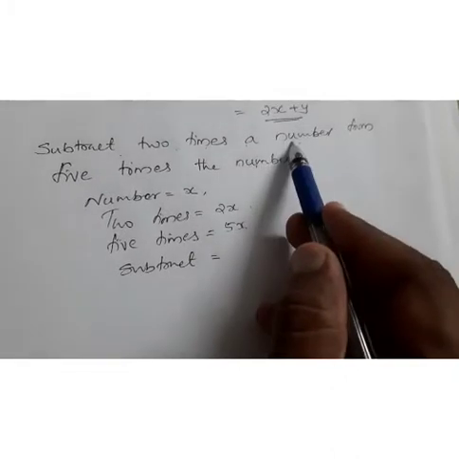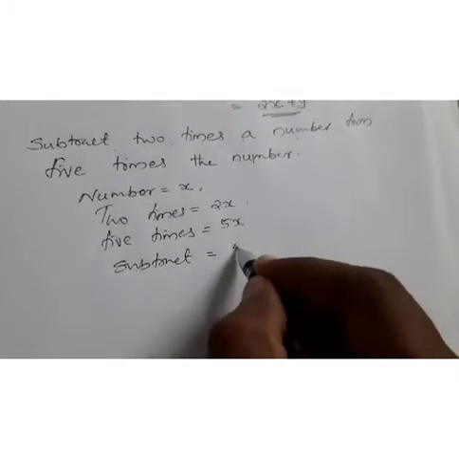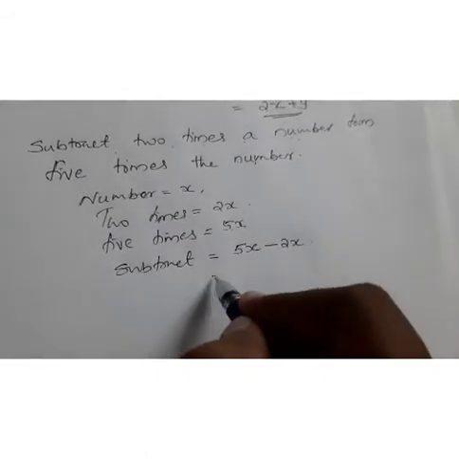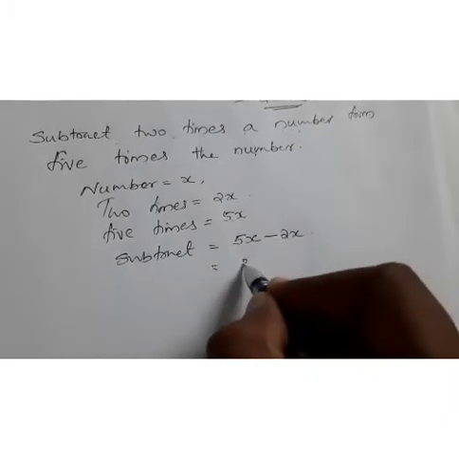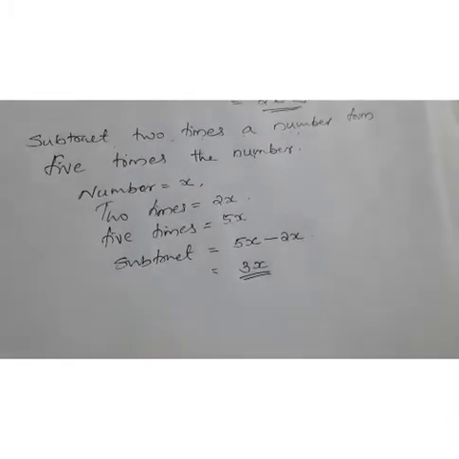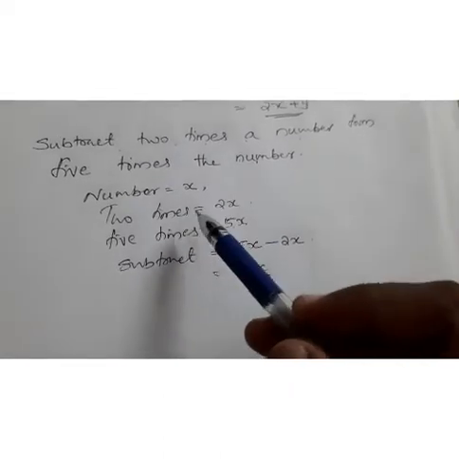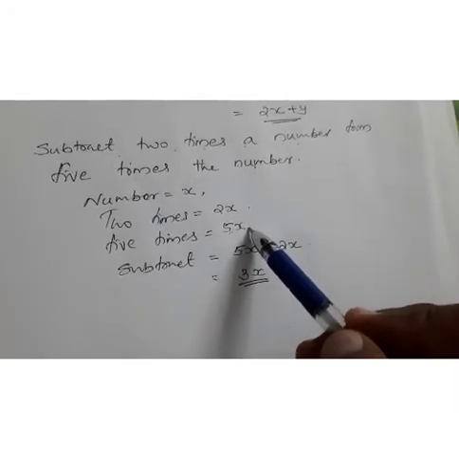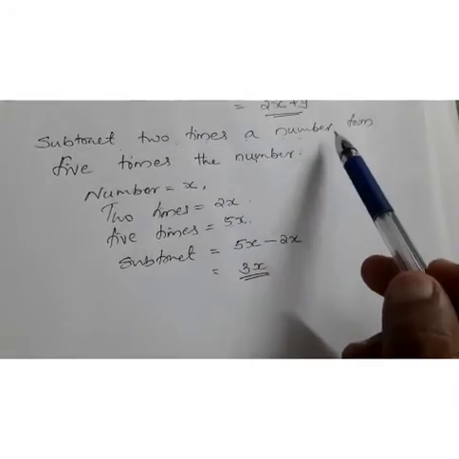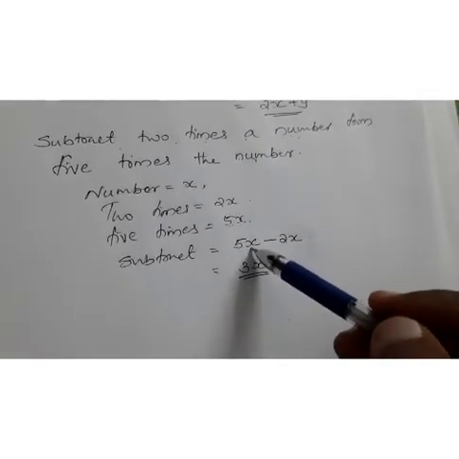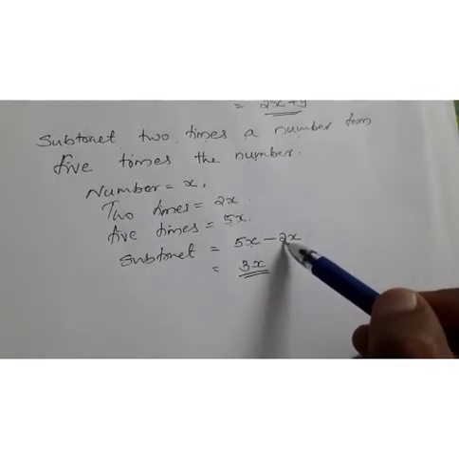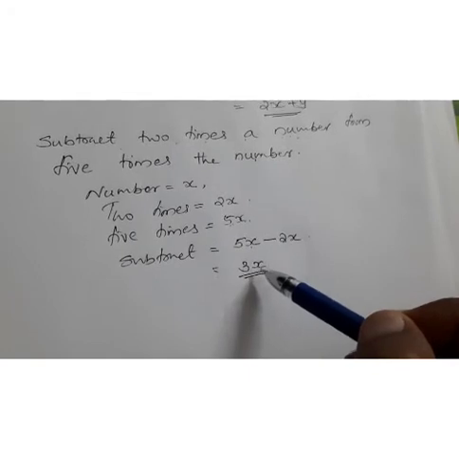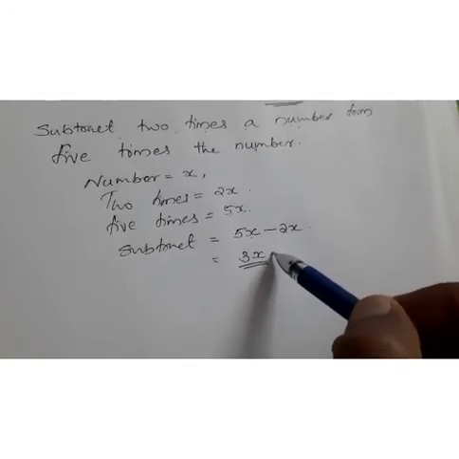So 5x minus 2x. How much? 5 minus 2, it is 3. You will get the answer as 3x. So take the number as x, 2 times the number as 2x, 5 times the number as 5x. Then you have to subtract 2 times the number from 5 times the number: 5x minus 2x. So 5 minus 2 is 3. The same variable should be subtracted. So you will get the answer as 3x.